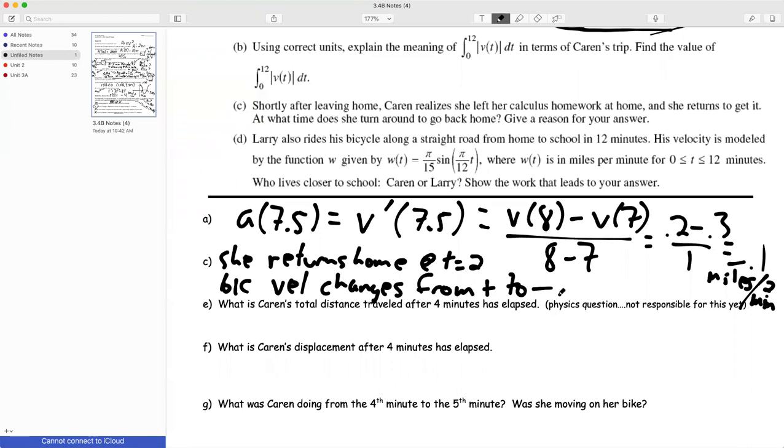Part E. What is Karen's total distance traveled after 4 minutes has elapsed? You do not need to know this right now, but come on, physics people. How do we find total distance? It's the area of a velocity graph. So area under the curve.